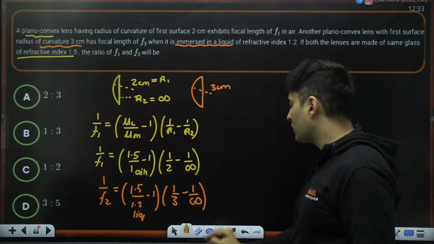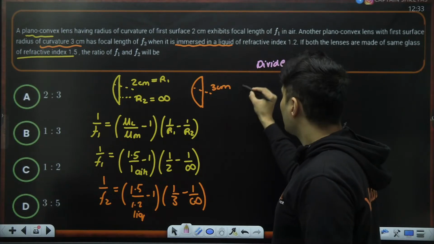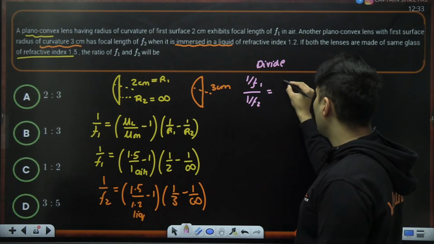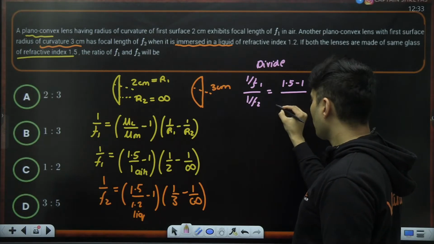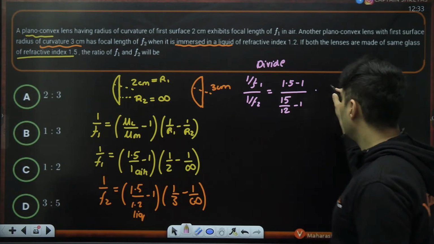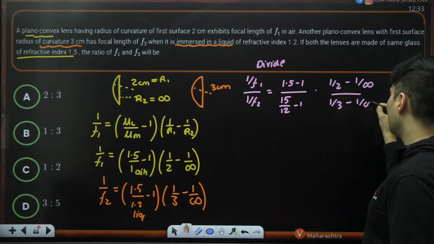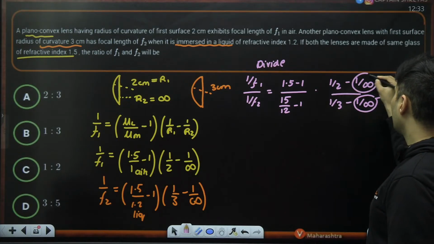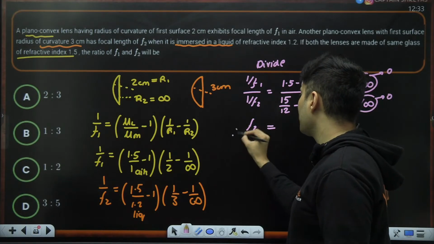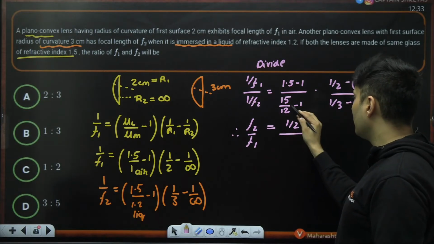So when I divide, this will actually not cancel. So let's try to divide and see what we exactly get there. So 1 by f1 minus 1 by f2 will be 1.5 minus 1 upon 15 by 12 minus 1. Here I have 1 by 2 minus 1 by infinity, and here I have 1 by 3 minus 1 by infinity. 1 by infinity is 0. This will be f2 by f1, correct? And this is nothing but 0.5, which is nothing but half.